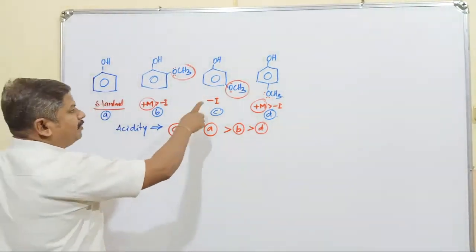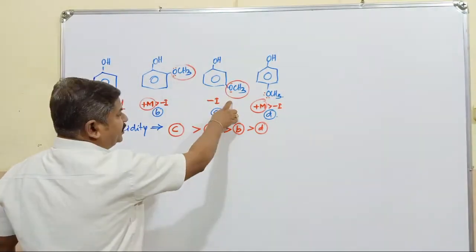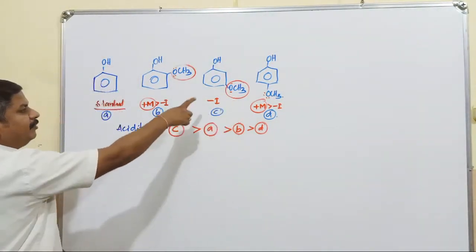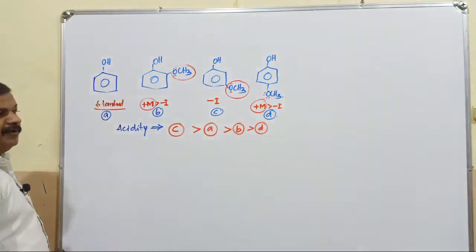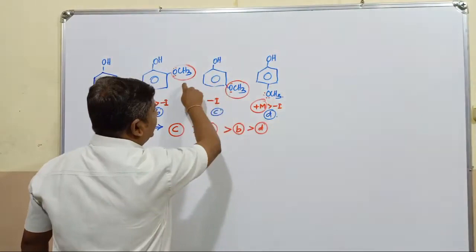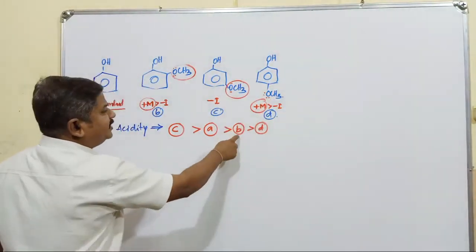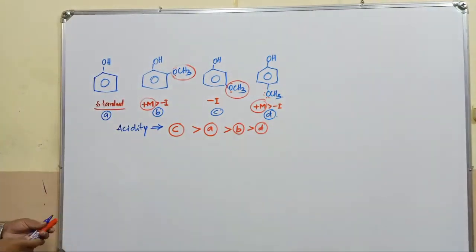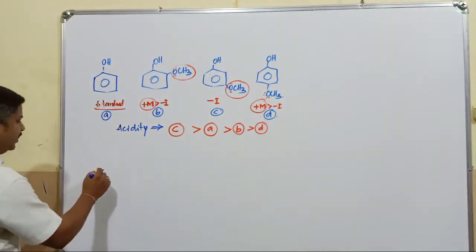Here one thing you remember: if a methoxy group is present at the meta position, that compound is more acidic when compared to phenol. Otherwise, the ortho and para methoxy groups exhibit a plus M effect, hence they are found to be less acidic when compared to the phenolic compound. This example I mentioned yesterday.